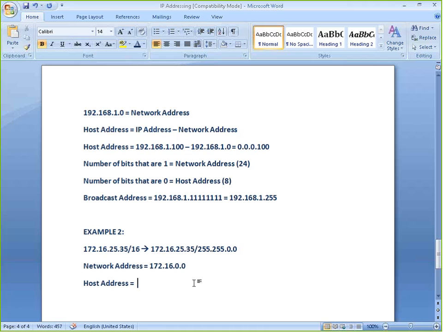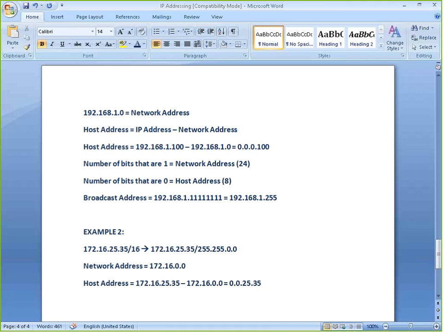Okay, so what is our IP address? Our IP address is 172.16.25.35. We have to subtract the network address, that is 172.16.0.0. The resultant value that we get would be the host address, that is 0.0.25.35. Do you understand that? This is going to be our host address.